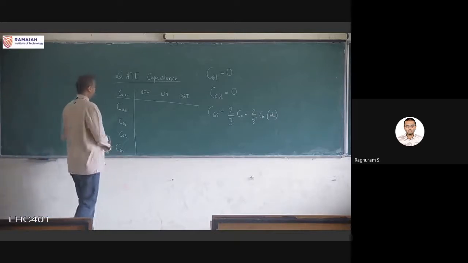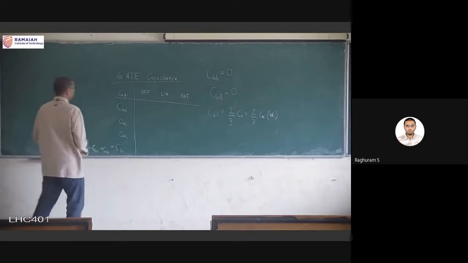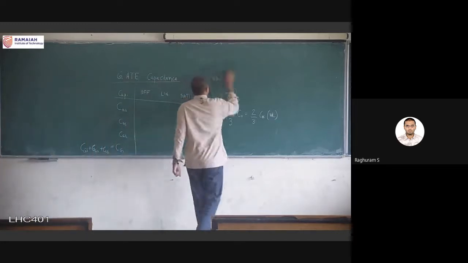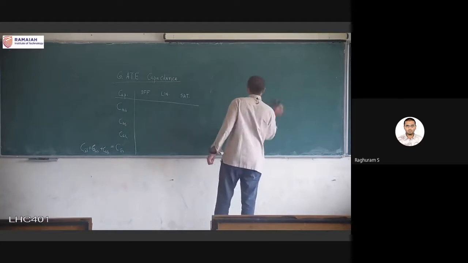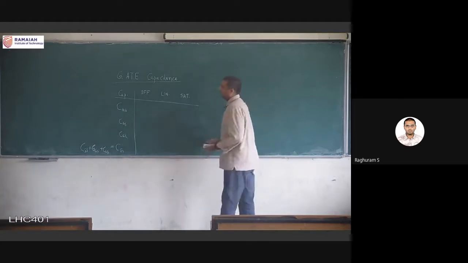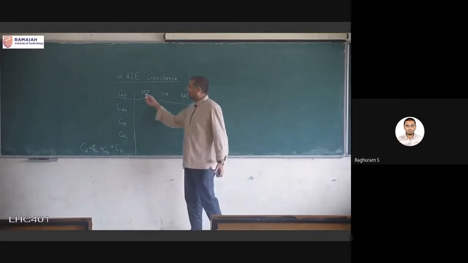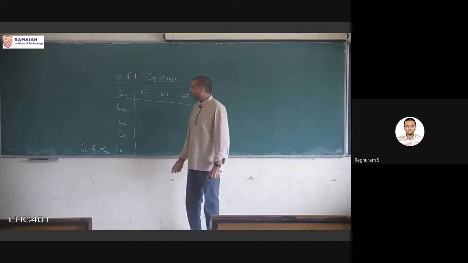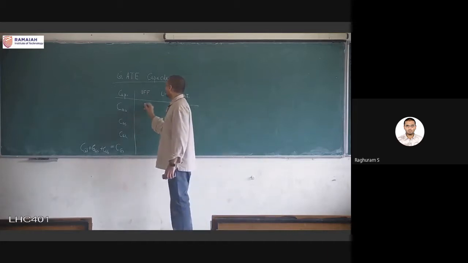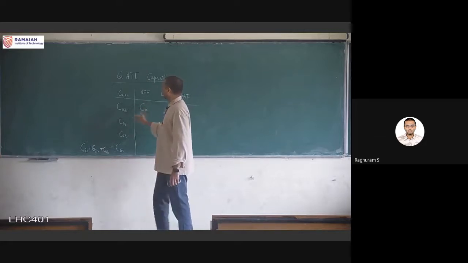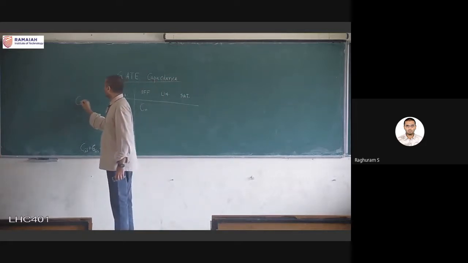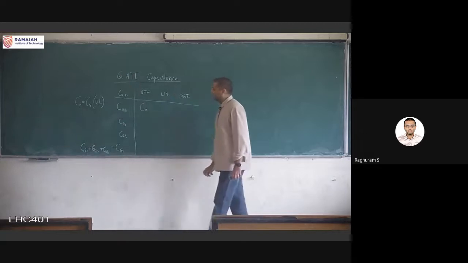Okay, so we'll just summarize what we have decided on so far in this table. C_GB is equal to how much? C naught. Because C naught is easier to write, I'll write that only. C naught is nothing but Cox times W L.